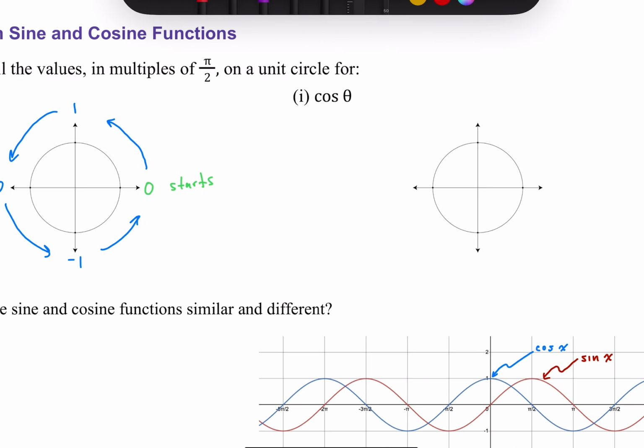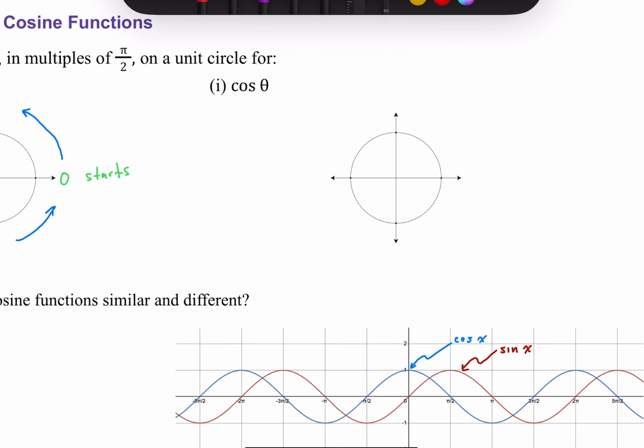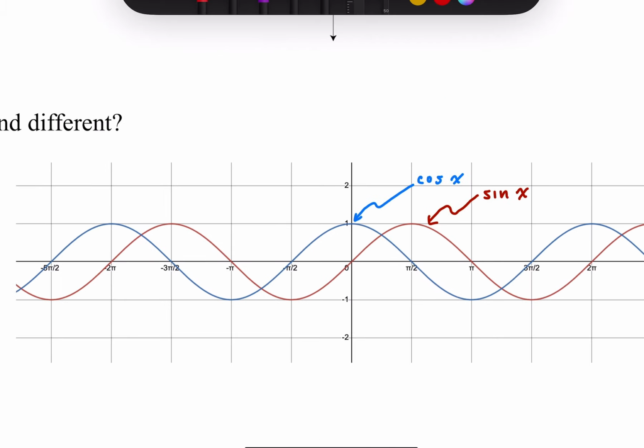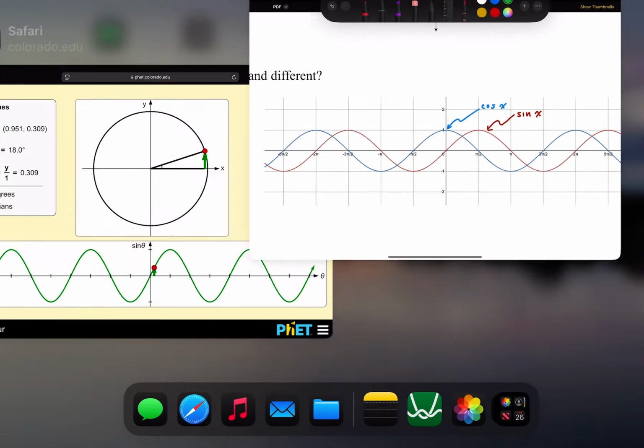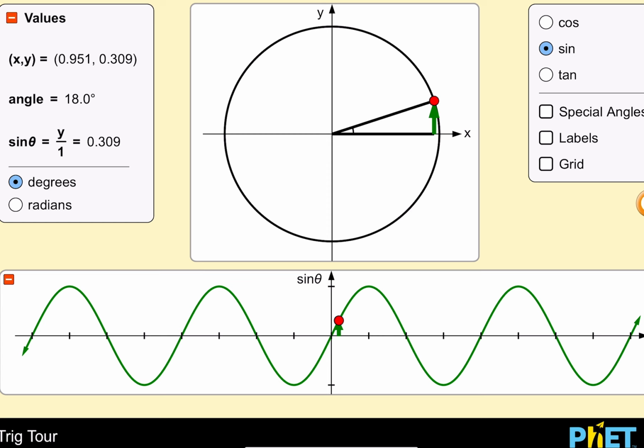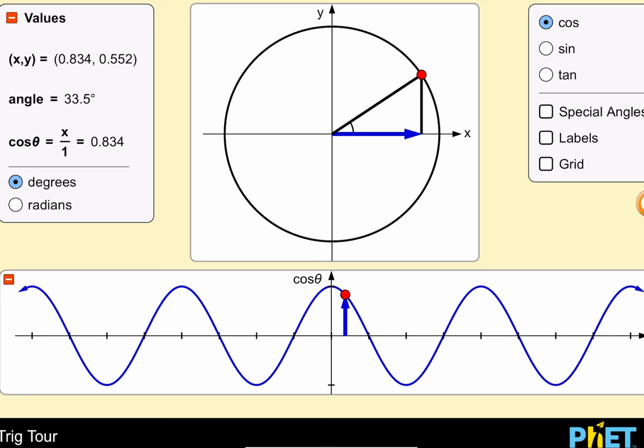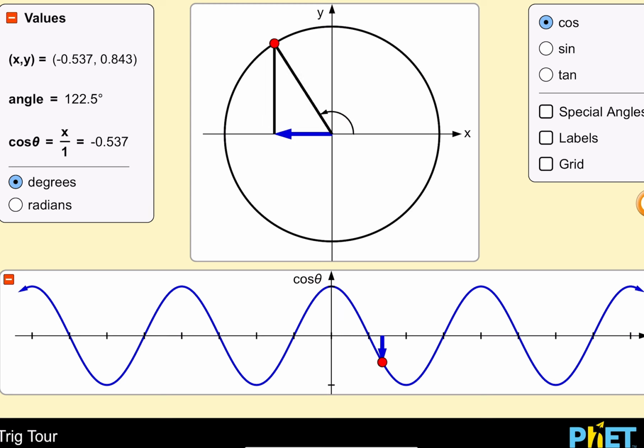Cosine, on the other hand, starts at 1, and you can see that on the graph here, but you can also see that on this simulation. If I change it to cosine, you can see that cosine is the adjacent side, or the x value, over the hypotenuse, which again is always just 1. So the cosine is just the x value on a unit circle as you start at 0 radians or degrees and go around. So when you start here, it's 1, and then it goes to 0, and then it goes to -1.